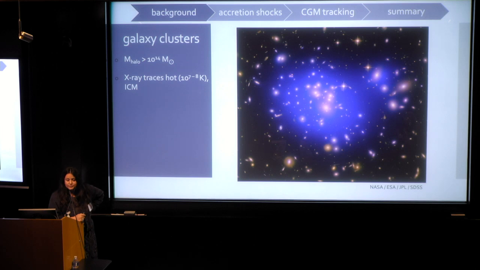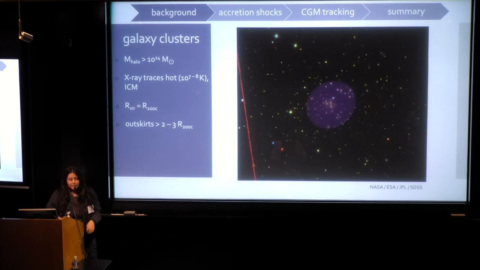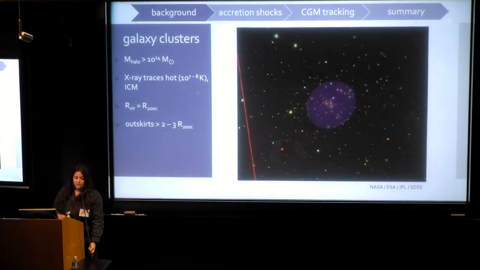core of the cluster. And I want to take a moment to define what I will call the virial radius. Throughout my work, this is R200C, so that's just the radius at which the density of the galaxy cluster, the ICM, is 200 times the critical density of the universe at the redshift of the cluster. I also want to define the outskirts of the cluster. So if we zoom out of this, you can see that there are still a lot of galaxies existing beyond the purple X-ray emission. And these are in the outskirts of the cluster. So this is beyond 2 to 3 R200C.